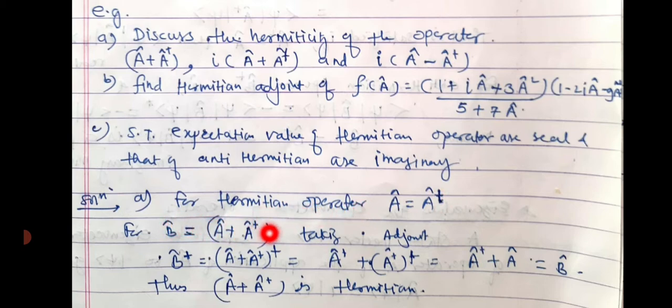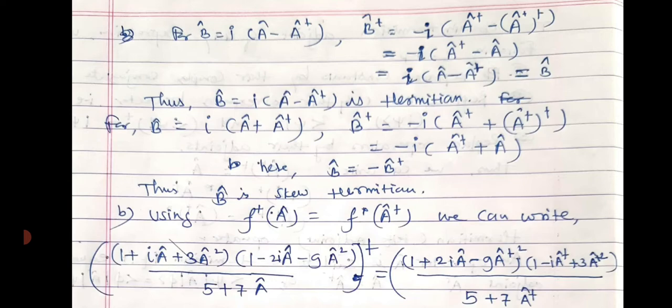If we take B as A plus A dagger and take its adjoint, then B dagger is A plus A dagger, its dagger. So that is equal to A dagger plus A dagger, its dagger. So that is A dagger plus A. Now this is the same as operator B. So we can say B is equal to B dagger, and therefore A plus A dagger is a Hermitian operator.